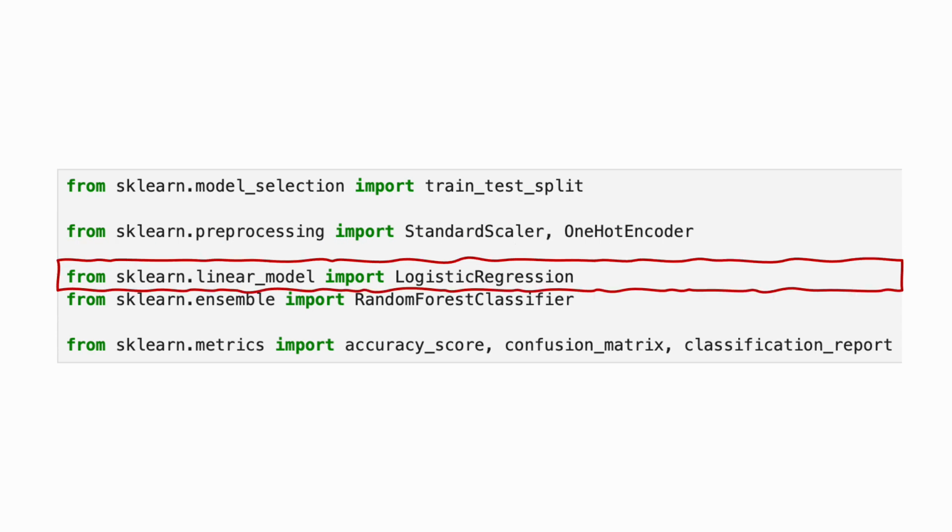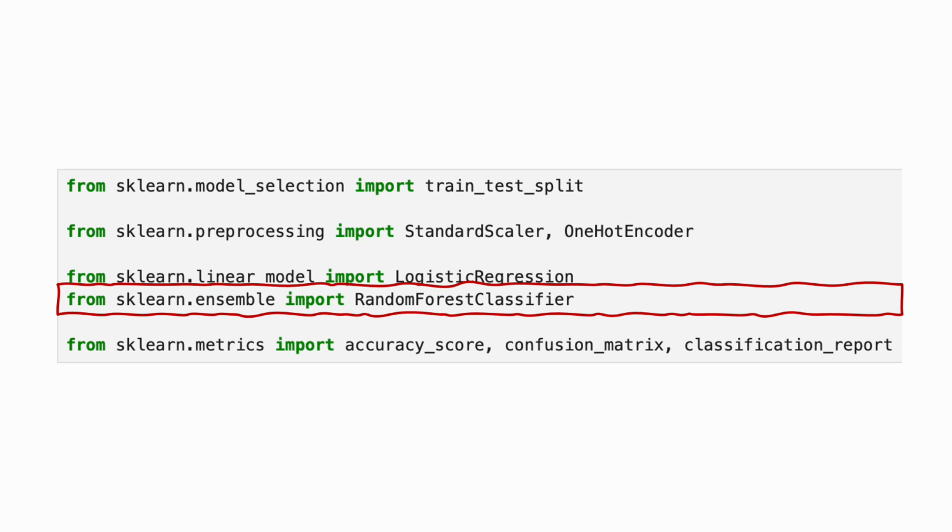This line is pulling from the linear model module, which contains various linear models. We are importing LogisticRegression, which is a very popular algorithm used for classification tasks, particularly for binary classification problems. Here we are looking at the ensemble module. We are importing RandomForestClassifier, which is a powerful and versatile ensemble learning method often used for classification problems.